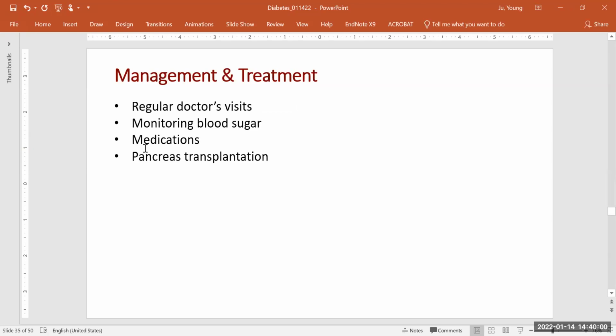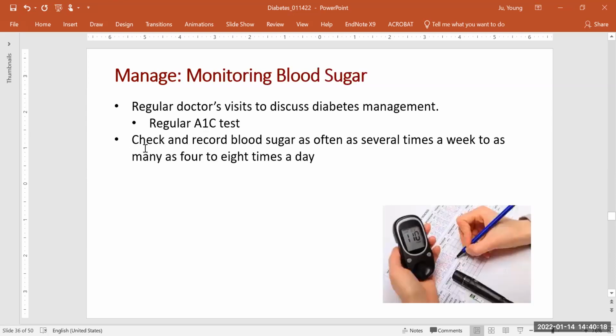After diagnosis, continuous and regular management and treatment are required to control the diabetic condition, including regular doctor's visits, blood glucose monitoring, medication, and surgery. So first, monitoring. Treatment of diabetes primarily involves monitoring blood sugar level along with diabetes medication, insulin, and/or oral medication.